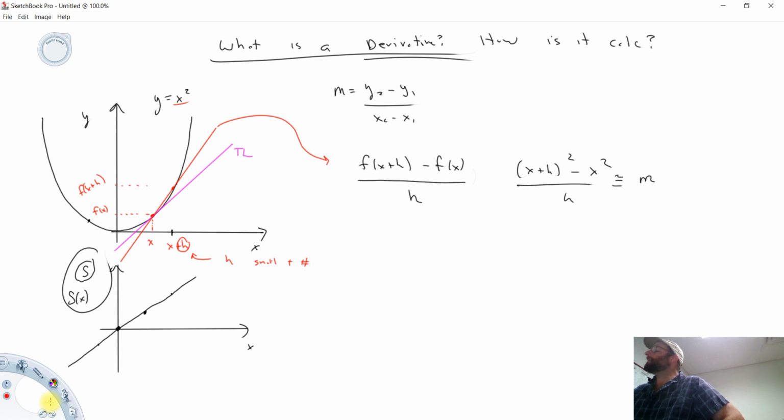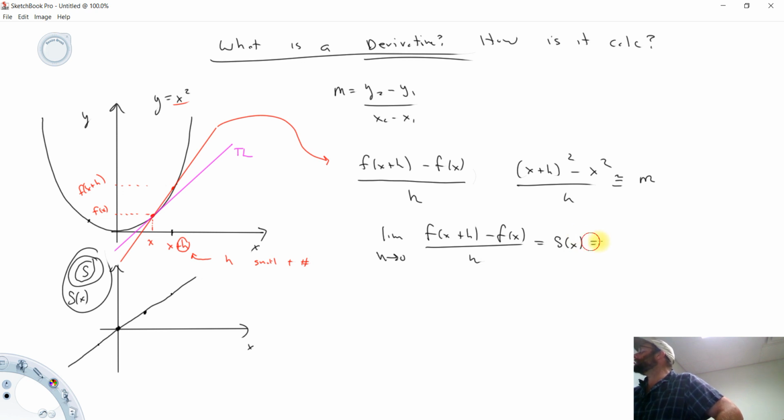Now, we have a process for doing this called the limit process. So if we take this expression and we put limit as h goes to 0 of f of x plus h minus f of x over h, we get this function here that I call the slope function. I call it s of x a lot. That's called a derivative. That's what the derivative is.